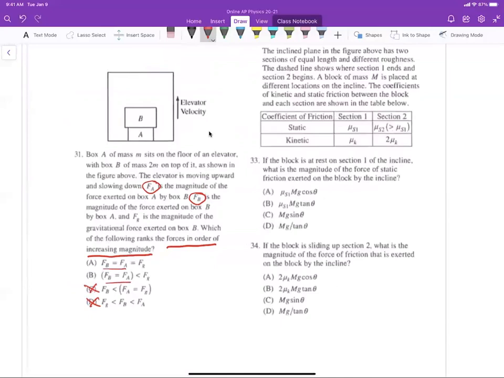But we also know that it is slowing down, so it is accelerating downward. So I can't have it equal to FG or it won't be accelerating. It's got to be less than FG, which is why it's slowing down.